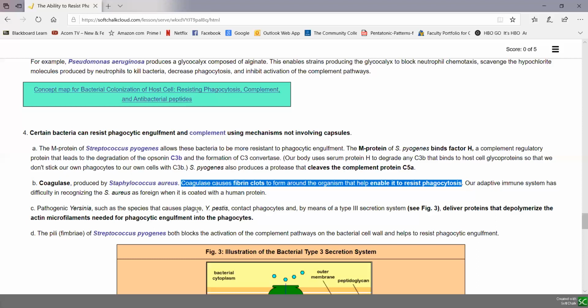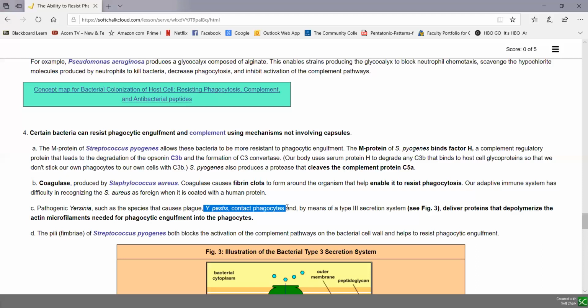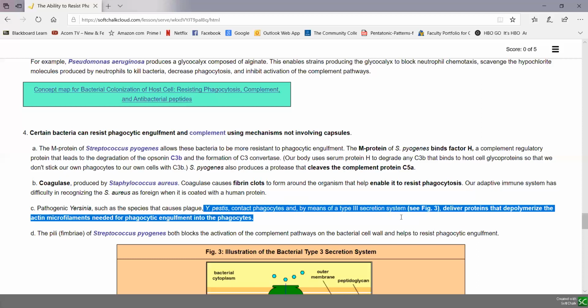Pathogenic Yersinia, like Yersinia pestis, that causes plague, contacts phagocytes and uses a type 3 secretion system to deliver proteins into the cytoplasm of the phagocyte that depolymerize the actin. Now remember, it's the actin microfilaments that push the membrane up and allow pseudopods to form. So by injecting molecules that depolymerize actin, pseudopods never form, and the bacteria are never engulfed by the phagocyte. So they're actually resisting the ingestion stage of engulfment.